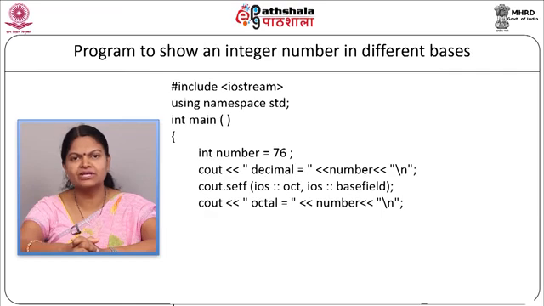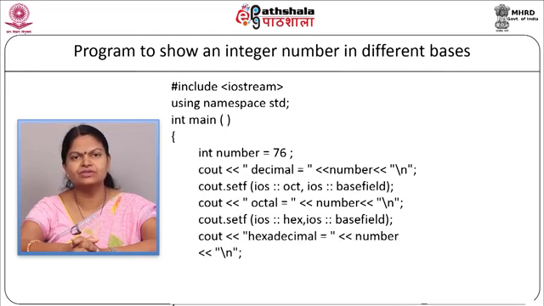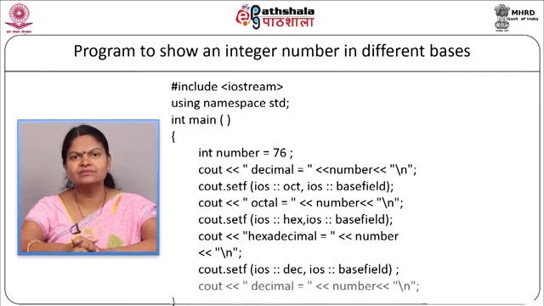Now we will change the format to hexadecimal as cout.setf(ios::hex, ios::basefield). Now we will print the value in the hexadecimal format as cout << "hex = " << the value of the number. Now we will change the format to decimal as cout.setf(ios::dec, ios::basefield). Now we will display the number in the decimal format as cout << "decimal = " << the value of the number, and our program will end.